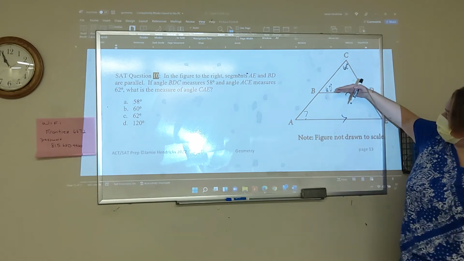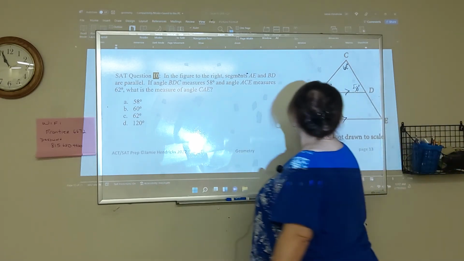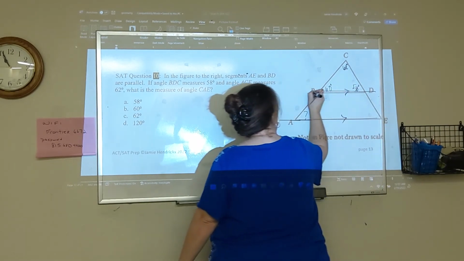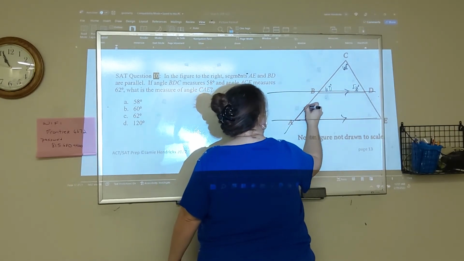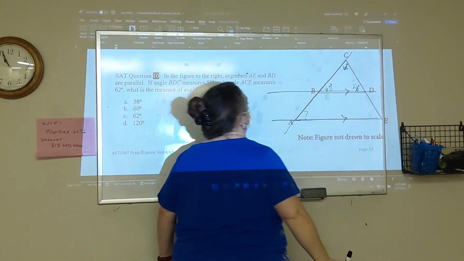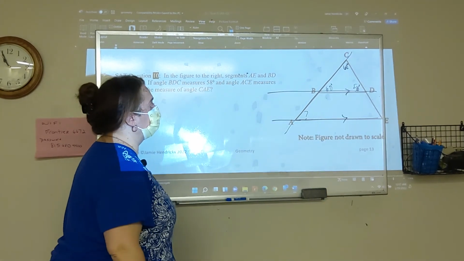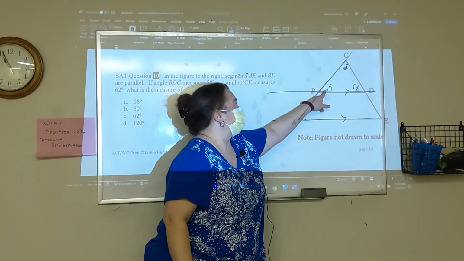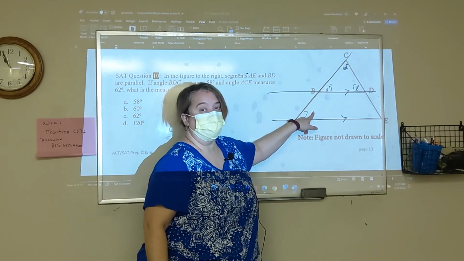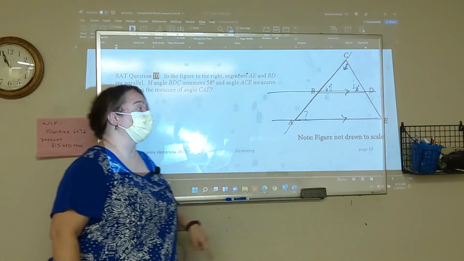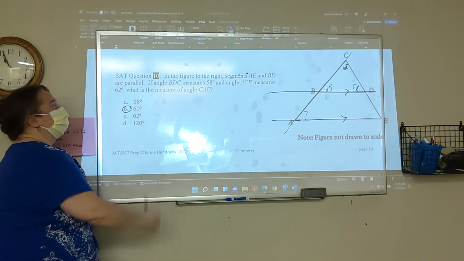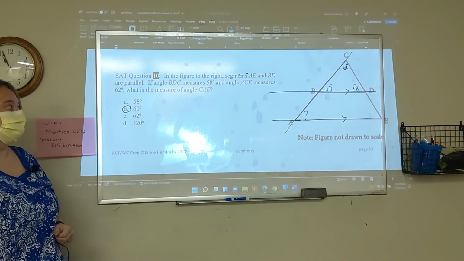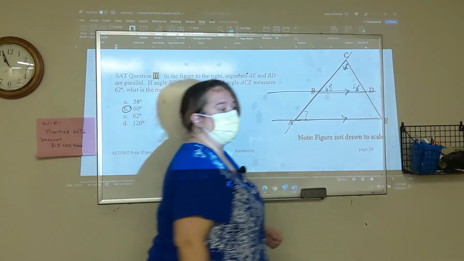And then I have parallel lines. Anytime you have parallel lines in a picture, extend them out. And extend out your transversal. That will help your eyeballs see what's going on in your picture. So if I look at these guys, these are both littles. All littles are equal, so my question mark has to be equal to my 60 degrees. That's how we tackle that.